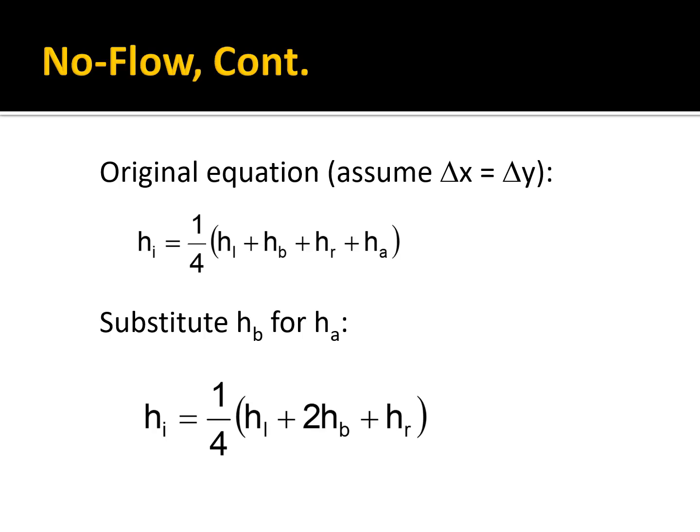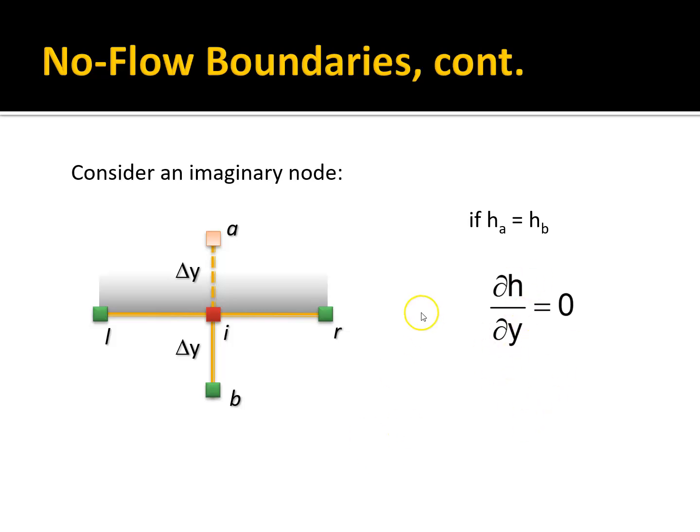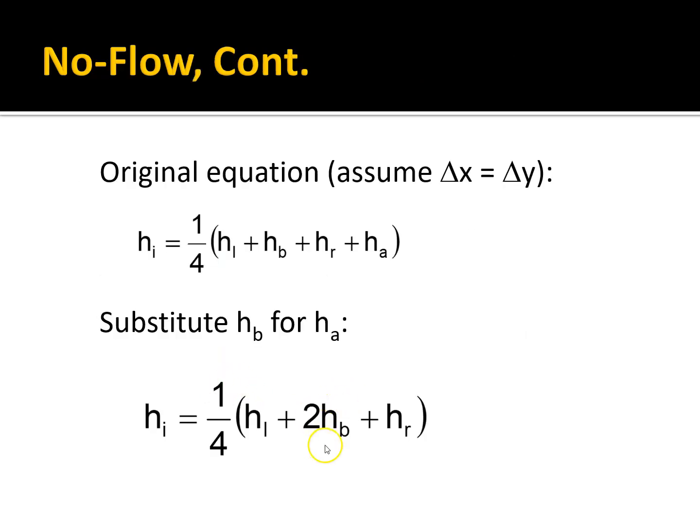So for nodes on an impermeable boundary, you just use 2 times the head in the pervious region, and then you put that in the equation, and you ignore the other missing node. And that's it. It's just like a super simple case.